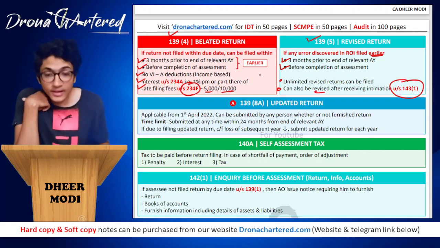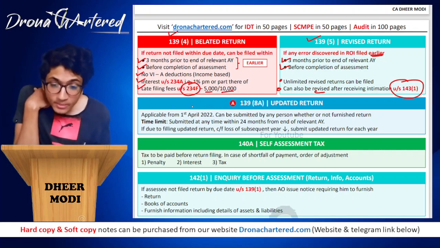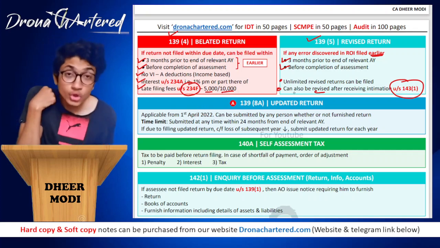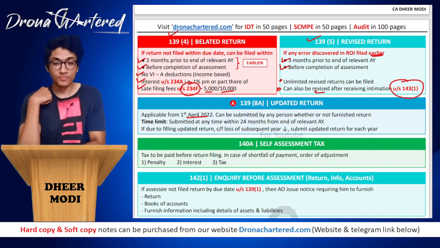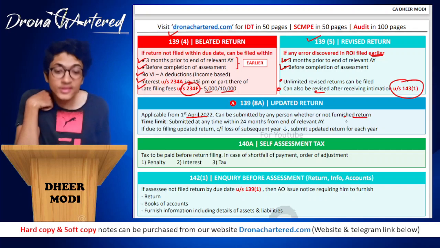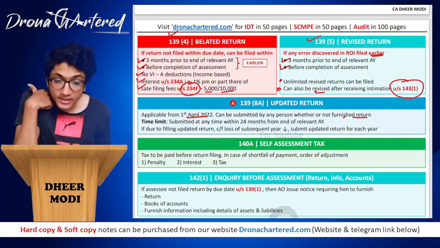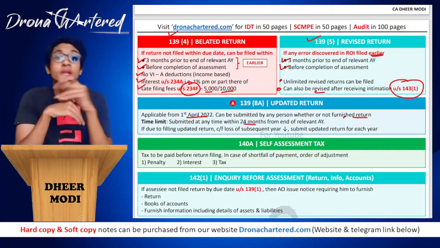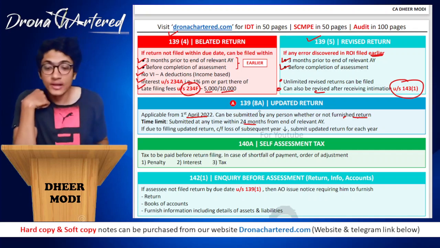Now coming to your next, that is your 139.8, that is your updated return. Now this is your amendment. So it is applicable from 1st April 2022. It can be submitted by any person whether or not furnished return. So even if you have not furnished a return, you can still furnish an updated return. Time limit: it is to be submitted at any time within 24 months from end of the relevant assessment year. That is basically 2 years.